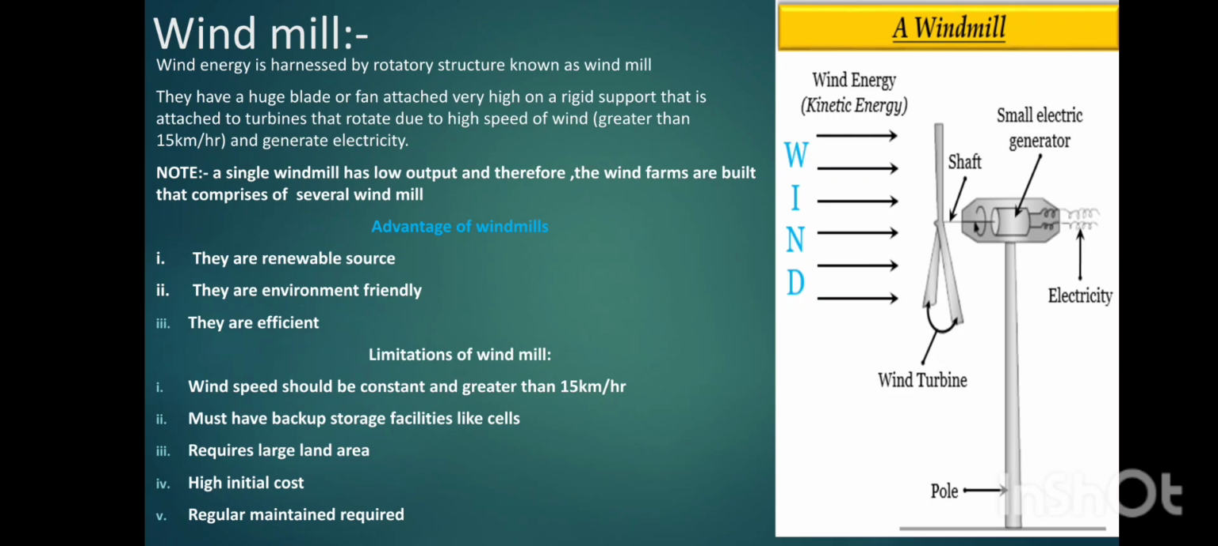Let's move to limitations, or you can say demerits or disadvantages. As we discussed above, the speed of wind should be constant or greater than 15 km per hour so that the blade can rotate. We must keep a backup storage facility like a cell or battery to store the energy produced by the windmill. It requires a large land area as a single windmill does not produce enough energy. And at last, it has high maintenance and high initial cost. It means the setup cost for windmill or wind farm.